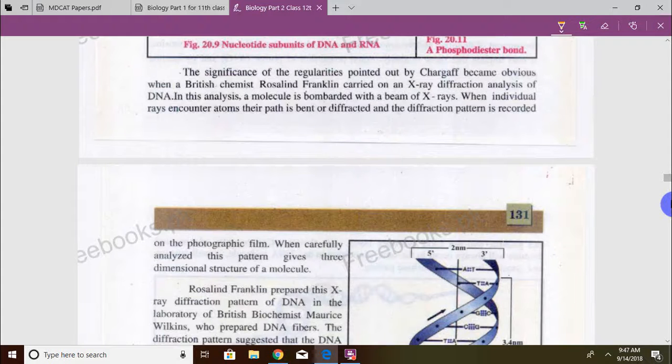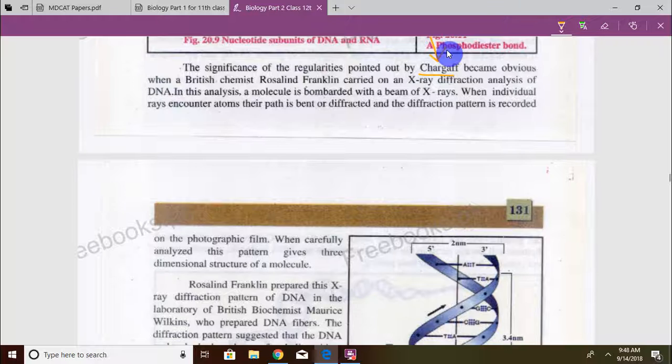And the similar significance of the regularity is pointed out by Jakob, and this is important: this guy was the one who figured out the proportion of the bases. A British chemist, Rosalind Franklin, carried out an X-ray diffraction analysis of DNA. In this analysis, a molecule is bombarded with a beam of X-rays. When individual rays encounter an atom, their path is bent or diffracted, and the diffraction pattern is recorded on a photographic film. When carefully analyzed, this pattern gives a three-dimensional structure of a molecule.